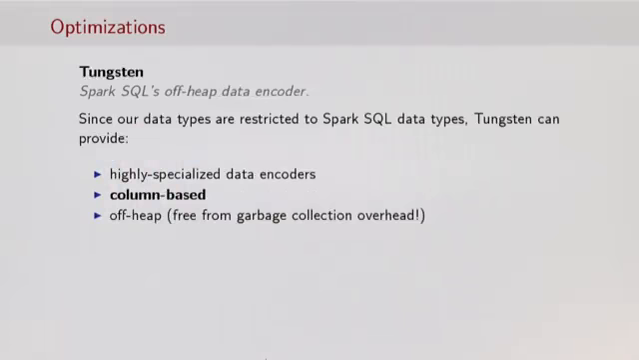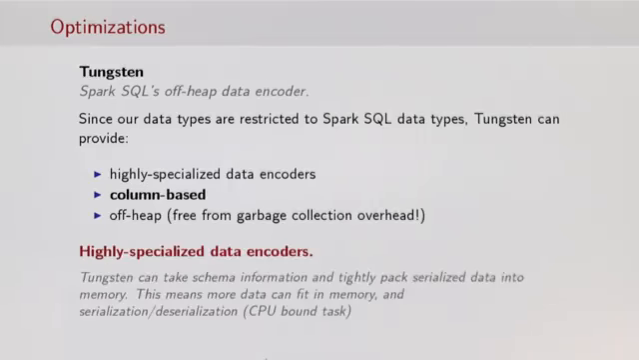The other backend component that I mentioned earlier is called Tungsten, which is Spark's off-heap data encoder. So since we have a very restricted set of data types that we know literally everything about, that gives Tungsten the ability to provide highly specialized encoders to encode that data. So we know how to serialize these things super efficiently, which is column-based. And I'll talk about why that's great in a moment, but it's also off-heap, so that means it's free from garbage collection overhead.